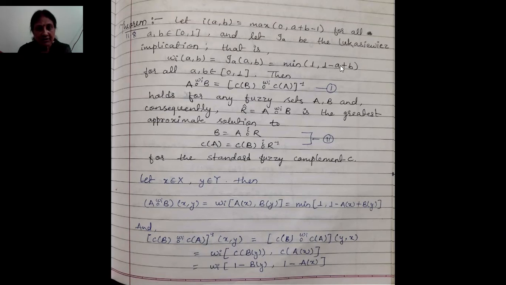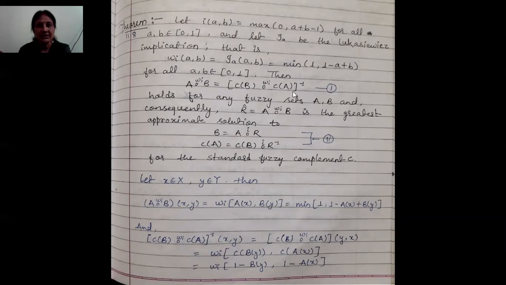and Łukasiewicz implication, even if it is not given in the question, you must remember it. It is not necessary that the examiner gives you the definition of the Łukasiewicz implication, even though it is written in the theorem. So you must remember it. So what is omega I(a,b) = I_a(a,b) = min(1, 1-a+b) for all a and b belonging to [0,1]. Then we have to prove that (A ω_inf B) equals (CB ω_inf CA) whole inverse. This infimum omega I composition we have learnt in chapter 5 also. So we have to prove this expression.